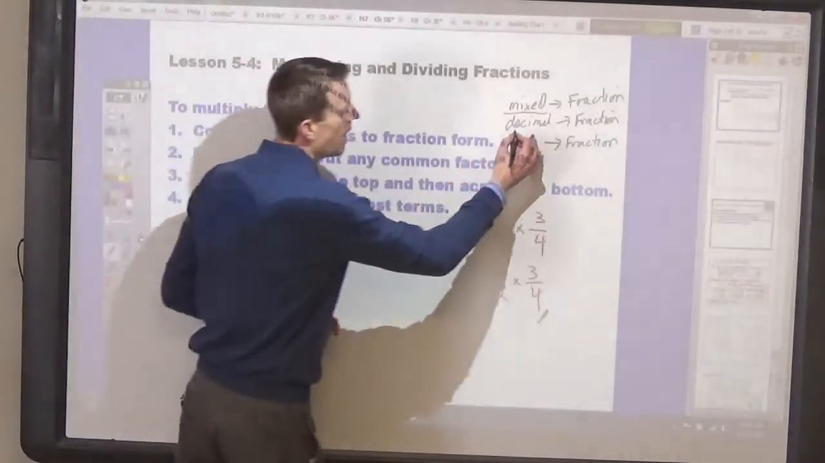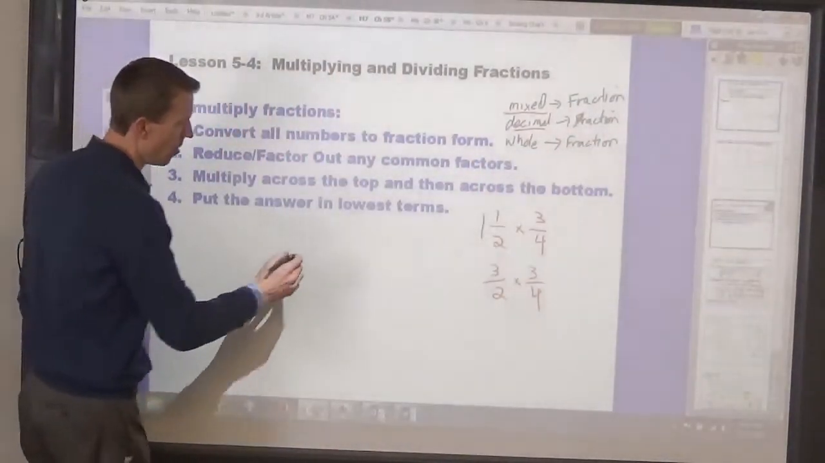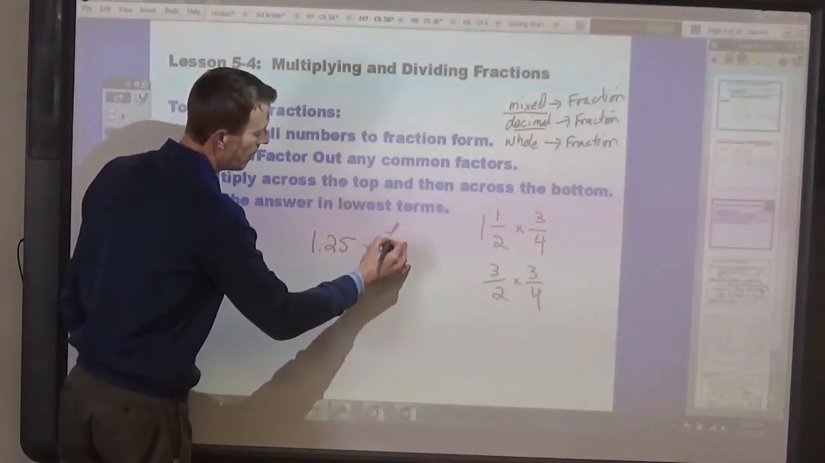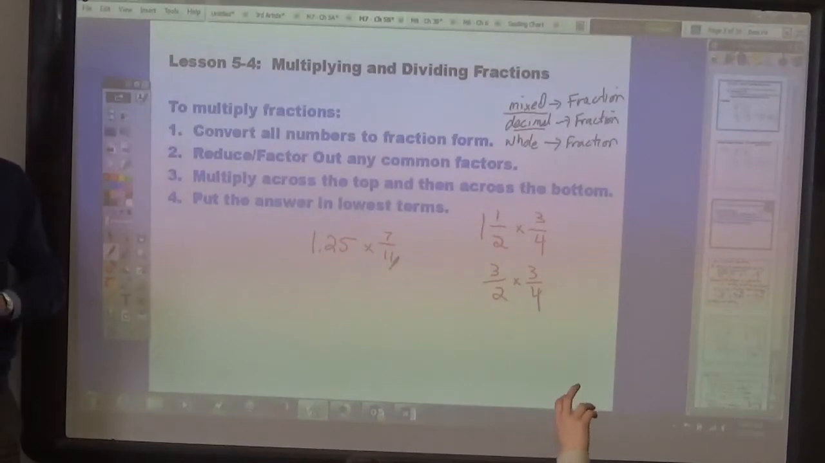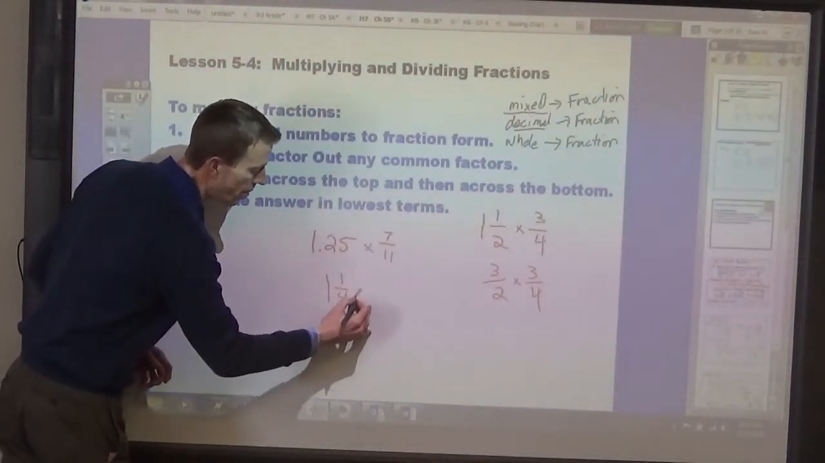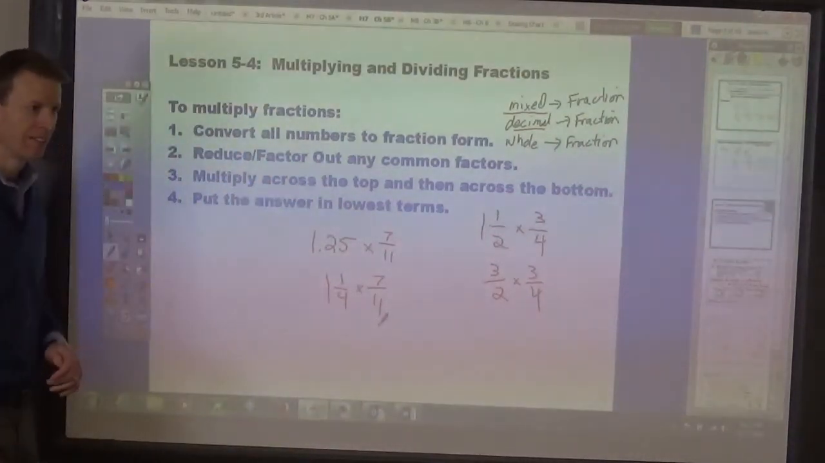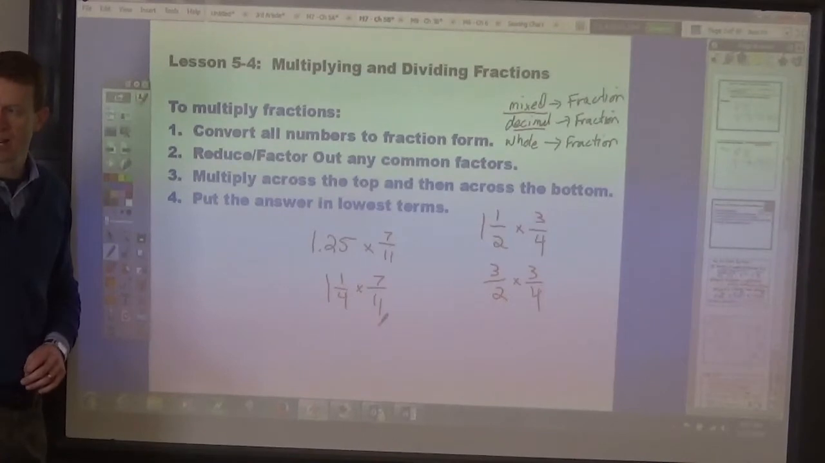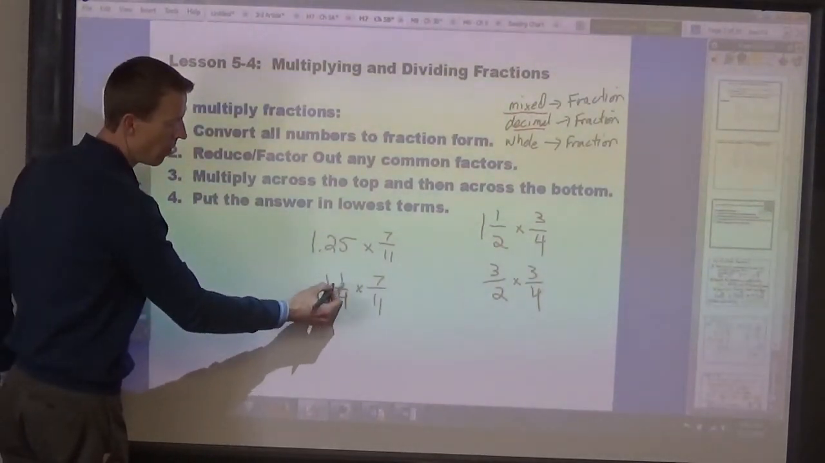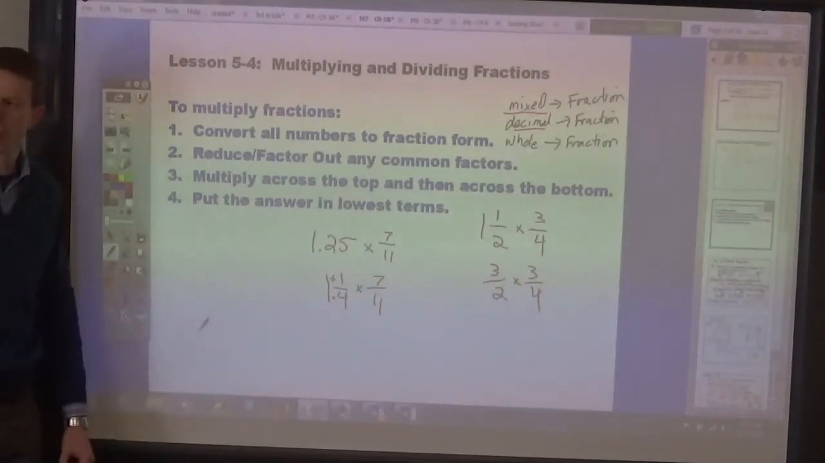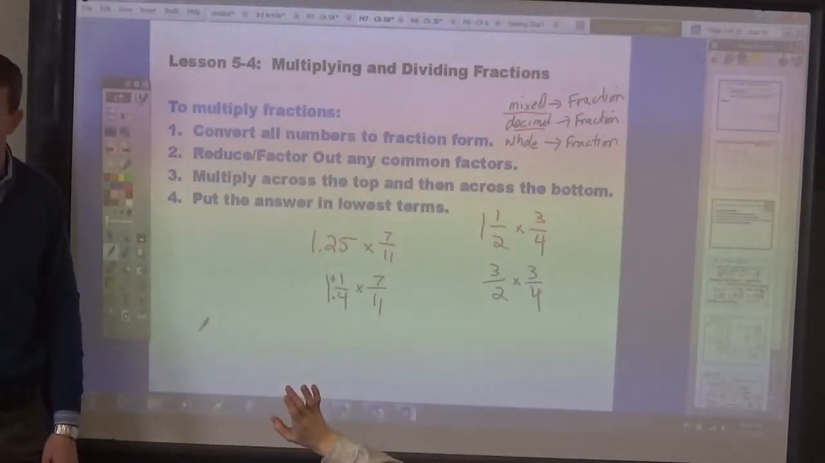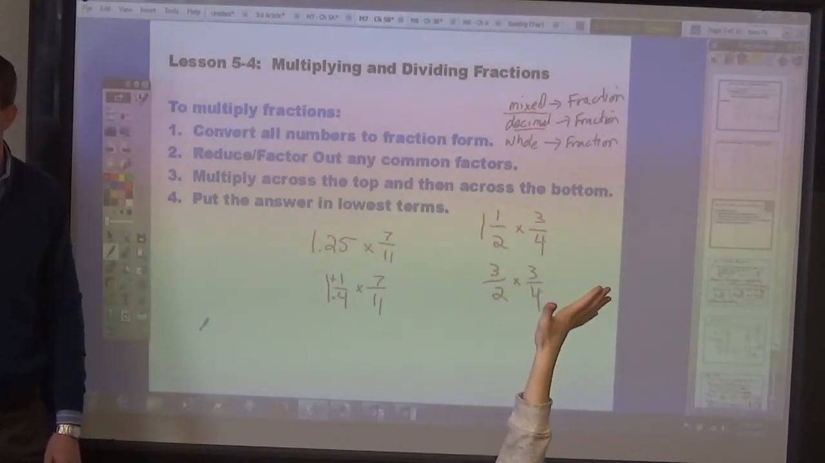What if you had a decimal times a fraction? What if you had 1.25 times 7/11? Right. We'd have to change it to 1 1/4 times 7/11. And then change it again to what, Aiden? Nope, we'd have to change this one also. We'd have to change it to a top-heavy fraction. So how would we change it? What would it be as a top-heavy fraction?